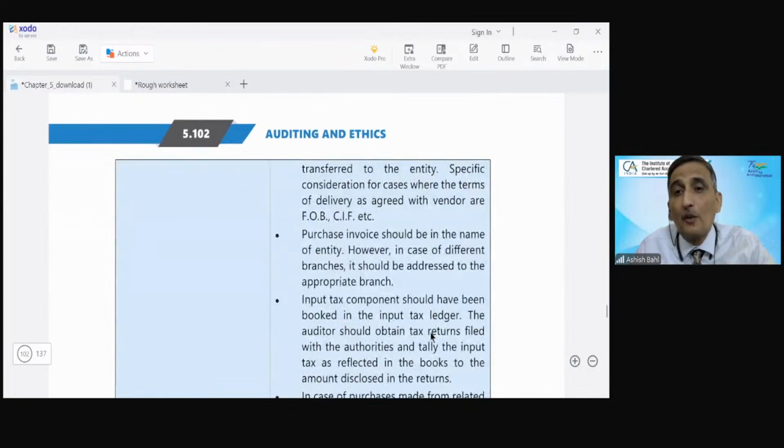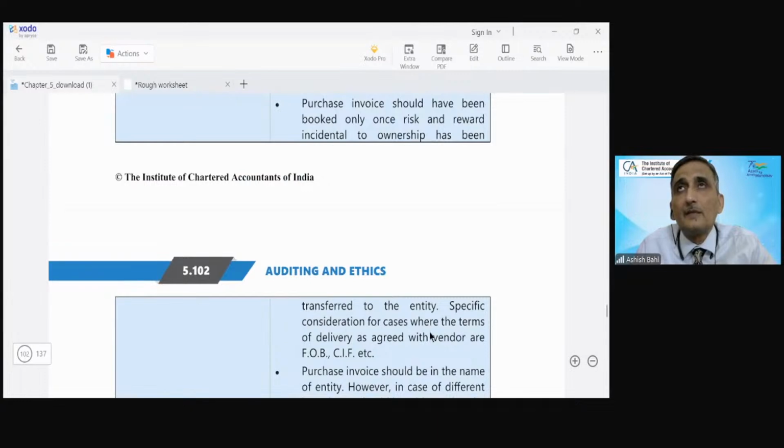The purchase invoice should be in the name of the entity. So that's quite obvious. Say if the purchase invoice is not in the name of the entity which you are auditing, it is in the name of its sister concern, say, or in the name of another concern, then how can you enter that purchase bill in the entity's books of accounts? So in such a case, the occurrence assertion is not satisfied. The occurrence assertion is violated.